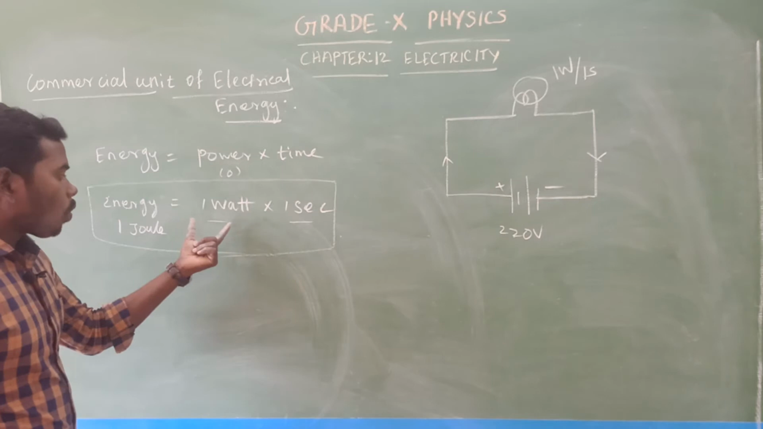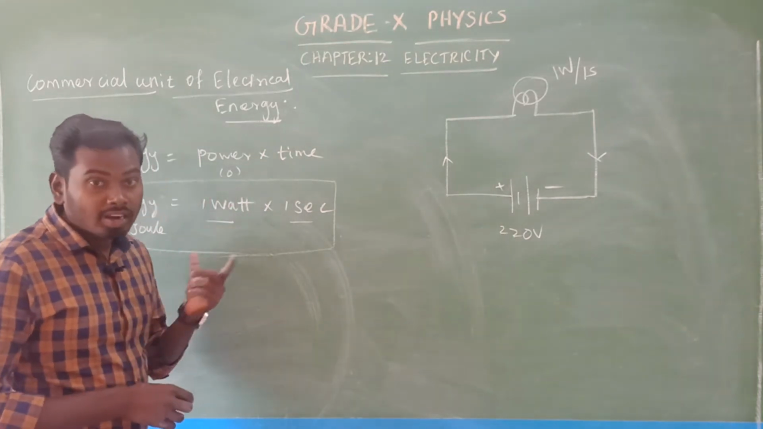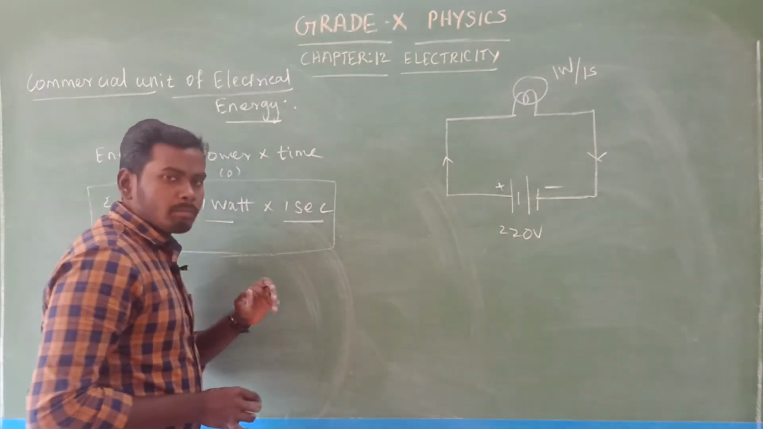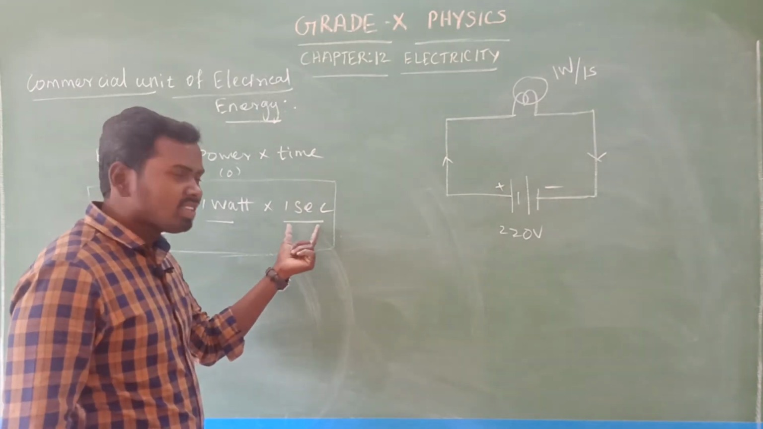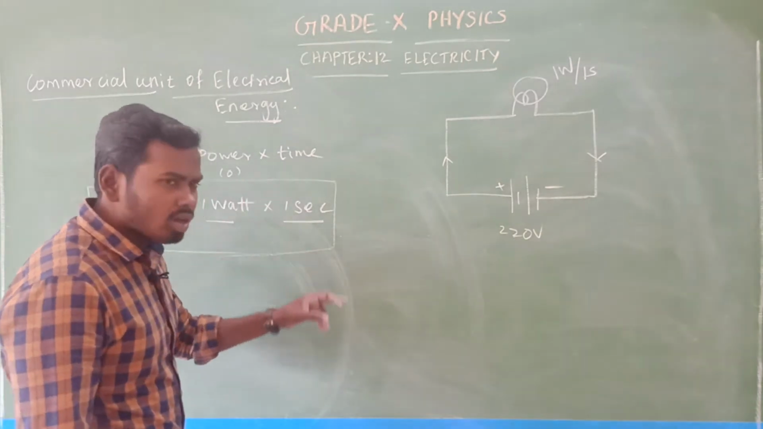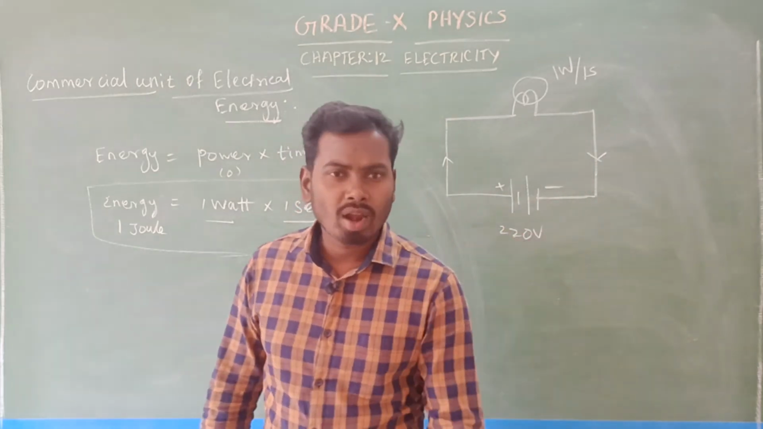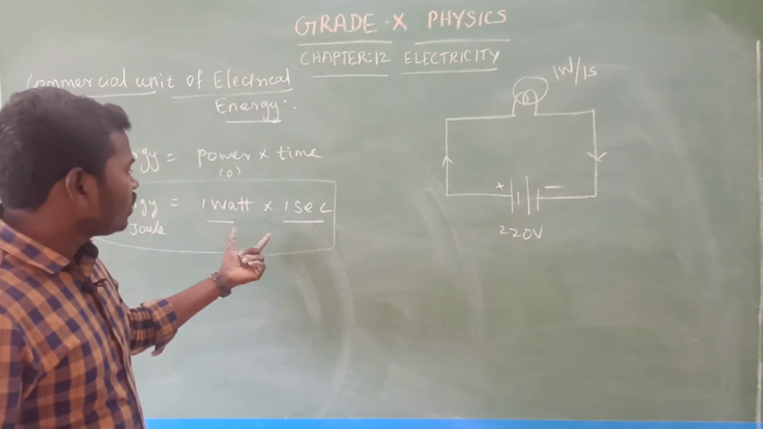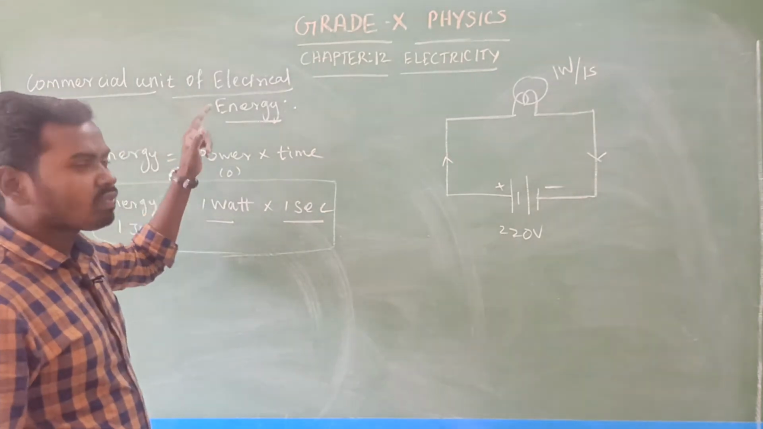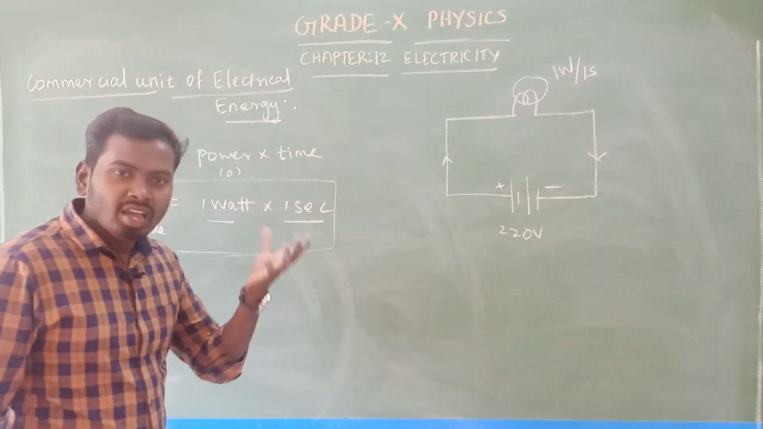Here 1 watt is a very small unit. Already we know watt is a very small unit, and the electrical appliance is functioning in seconds. Here the time is given in seconds. So 1 watt and 1 second is a very small unit. This unit is not convenient as a commercial unit of electrical energy. This unit is not convenient to measure electrical energy commercially.